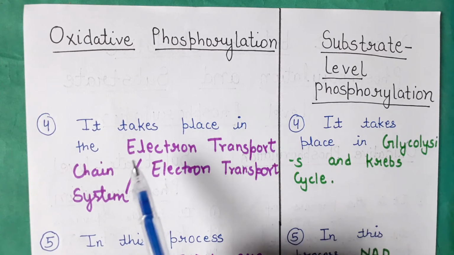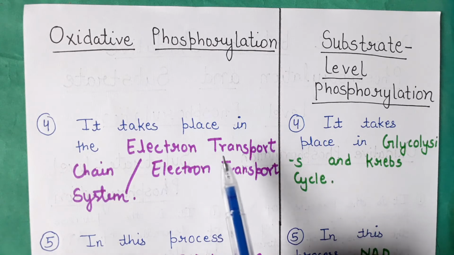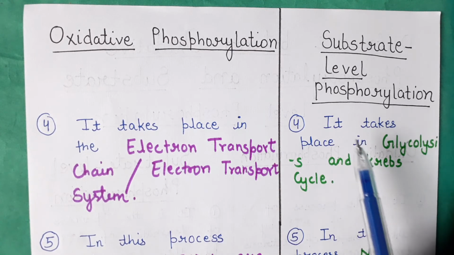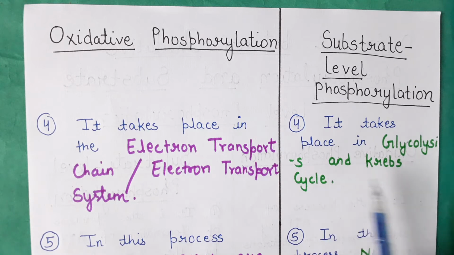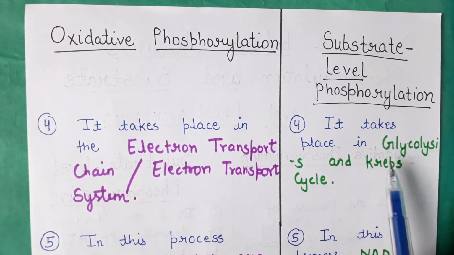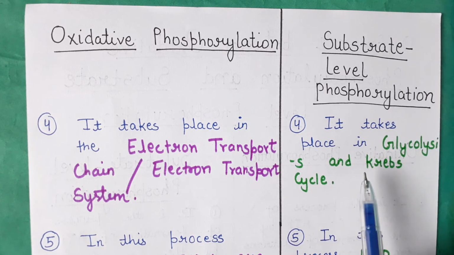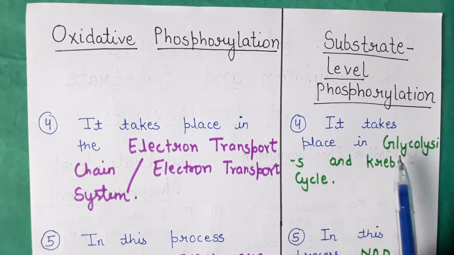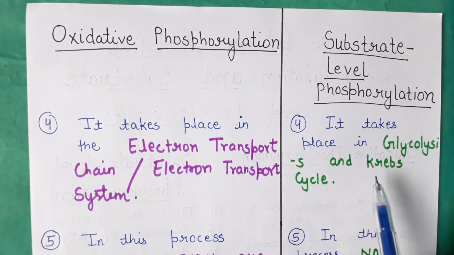Oxidative phosphorylation takes place in the electron transport chain, also called the electron transport system. However, substrate level phosphorylation takes place in glycolysis as well as in the Krebs cycle. That is, there is direct generation of ATP in glycolysis and within the Krebs cycle. We have already discussed glycolysis and the Krebs cycle in detail in our previous videos.